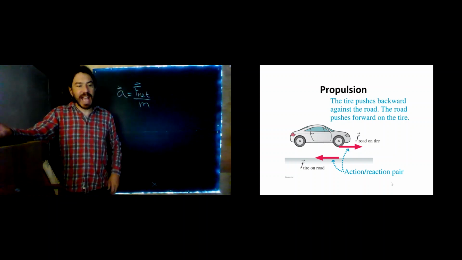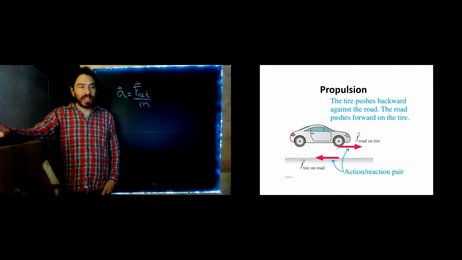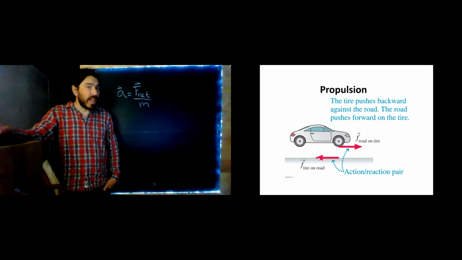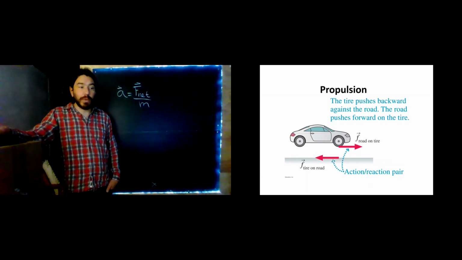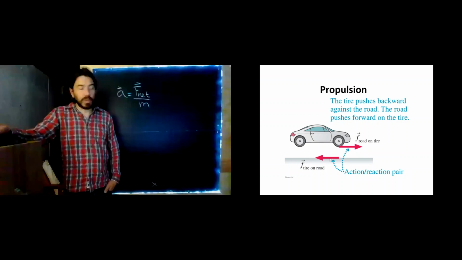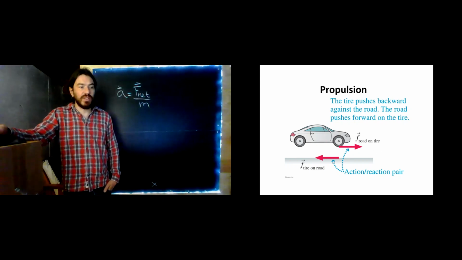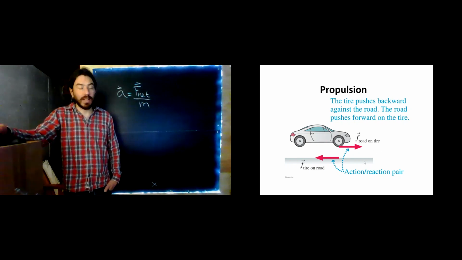And we can think of these as action-reaction pairs. The tire pushes on the road, that's fine, in the reverse direction. I think most people feel pretty good about that. But it's true then that if the tire is pushing backwards on the road, then the road must be pushing forwards on the tire. Action-reaction pairs. These two forces will be exactly equal and exactly opposite.